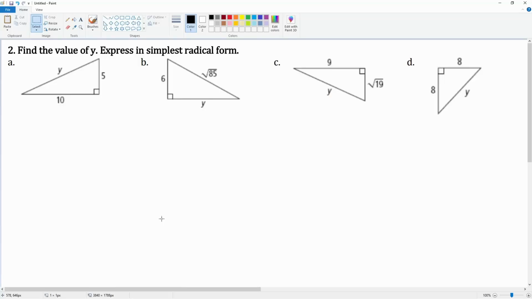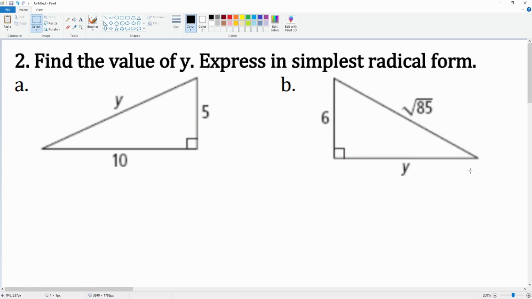Number 2, you're going to find the value of y expressed in simplest radical form. Please notice that all these questions are referring to a right triangle, and because it is a right triangle, we can find any third side if we know the other two using the Pythagorean theorem. A is equal to 10, B can be equal to 5, and C is our unknown, which is going to be y. Now we can just plug it into our formula of a squared plus b squared equals c squared. This is the formula that we're going to be using.